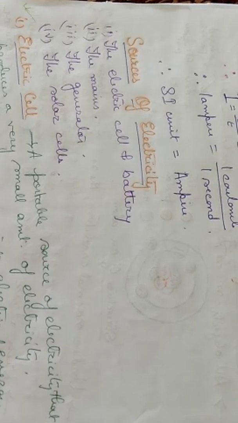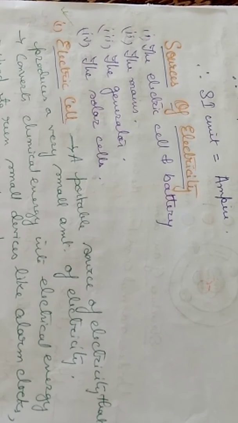Today I am going to discuss the sources of electricity of the Electricity and Magnetism chapter, class 7 ICSE syllabus. In my last video I discussed the sources of electricity, just told you about the points: the electric cell and battery, the mains, the generator and the solar cells. So first let us start with the electric cell.